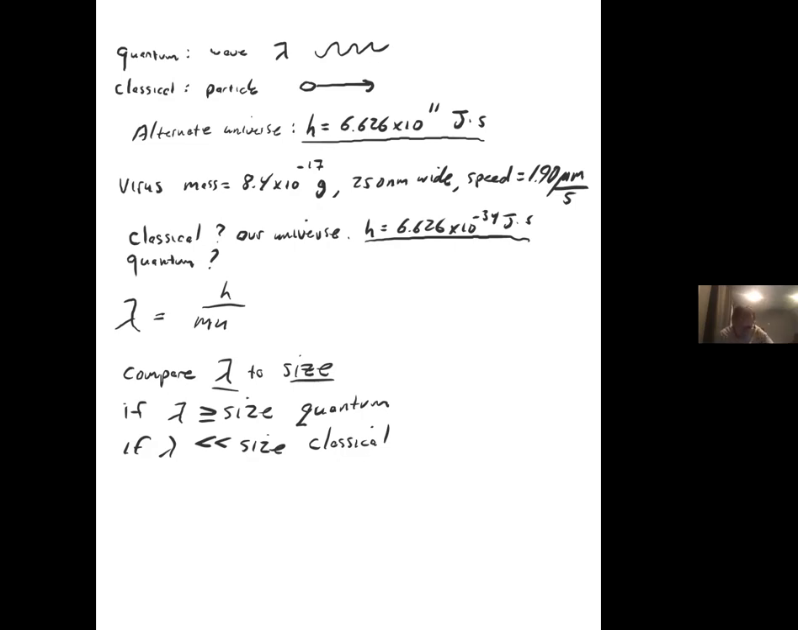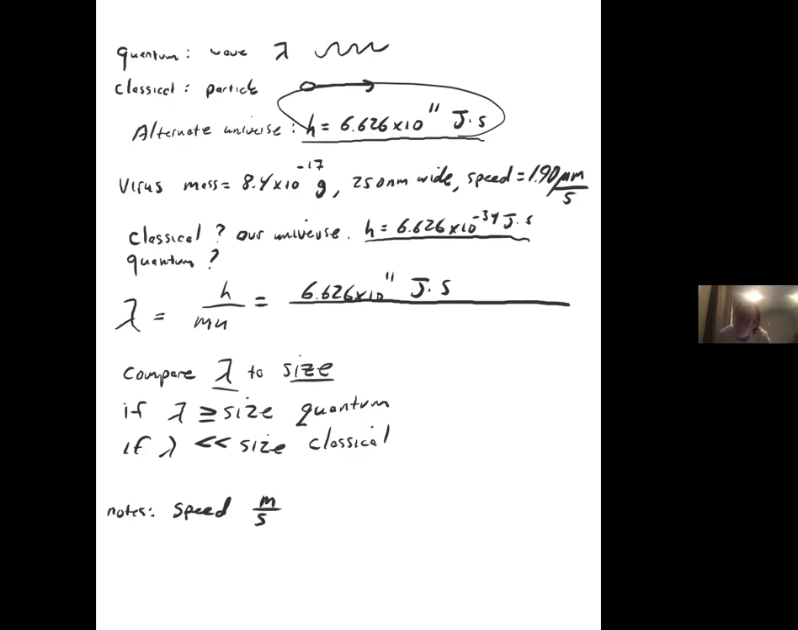Let's calculate the wavelength first. So again, this is the alternate universe, so we're going to use this value right here: 6.626 times 10 to the 11 joule seconds. And then we're going to divide that by the mass. Now, I'm going to make a couple notes here. The speed, you want to have it in meters per second. So you want to make sure it's not in micrometers or nanometers. Make sure it's in meters.